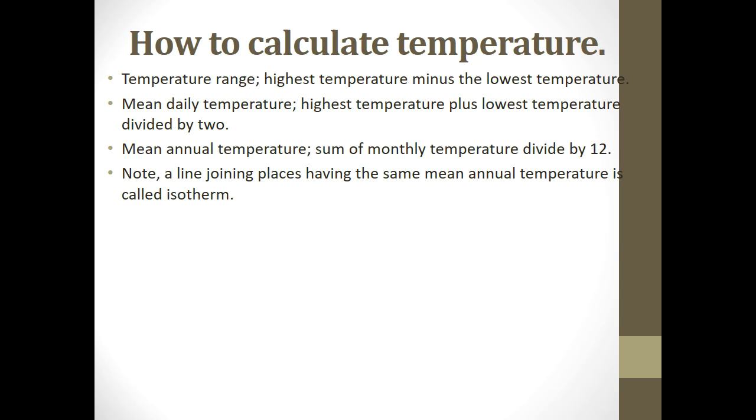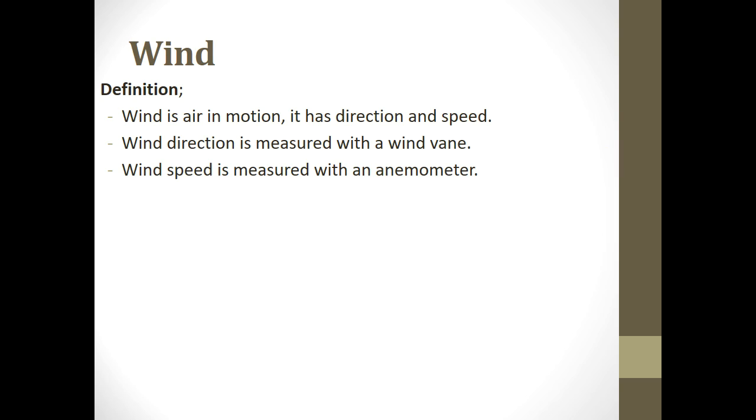Now, the next weather element we shall consider is wind. We will begin by looking at what wind is. Wind is simply defined as air in motion. It has direction and it has speed. Wind direction is measured with a wind vane, and wind speed is measured with an anemometer. We will look at how wind direction can be measured.